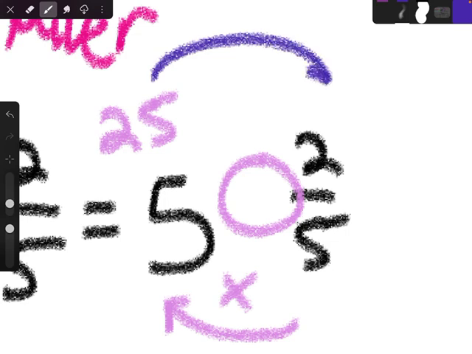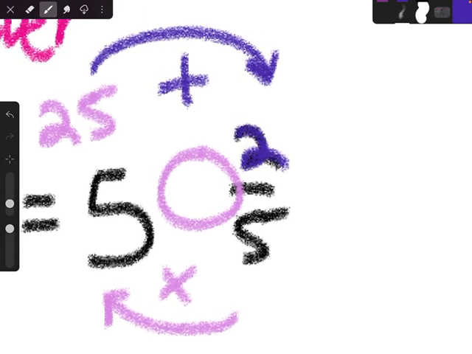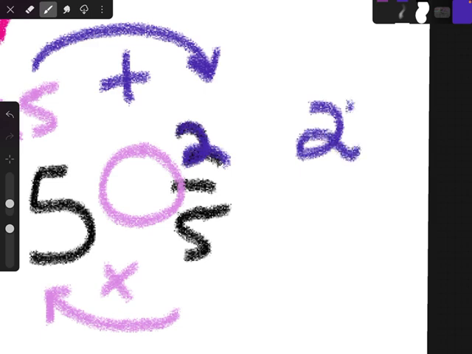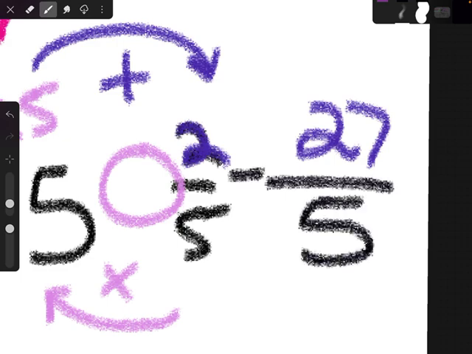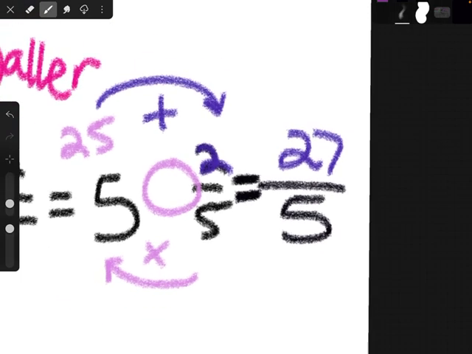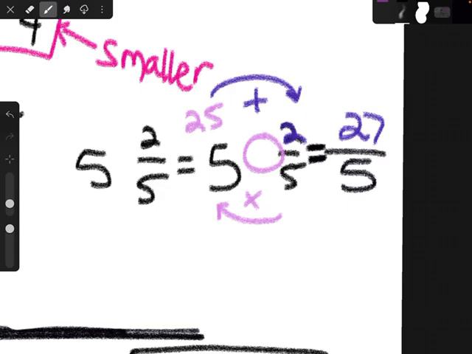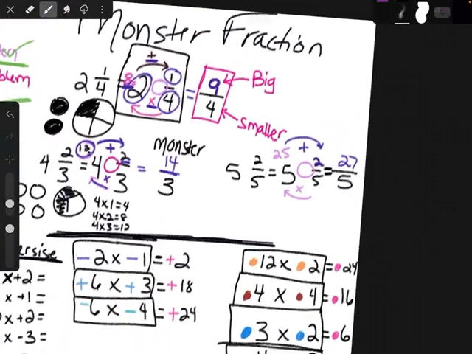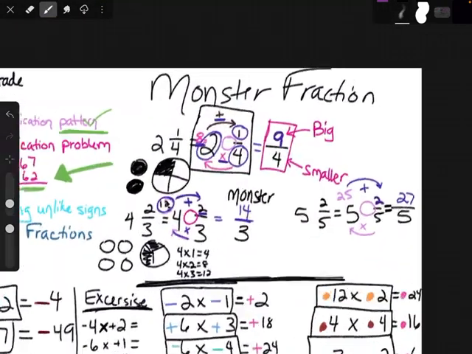And then what? We gotta go over here. We gotta add, right? So 25 plus 2. 27. Okay, what's on the denominator? 5, because we're not changing it. It's super important to have the denominator right. And that's the answer. All right, so exercise real quick, and then we're done, guys.